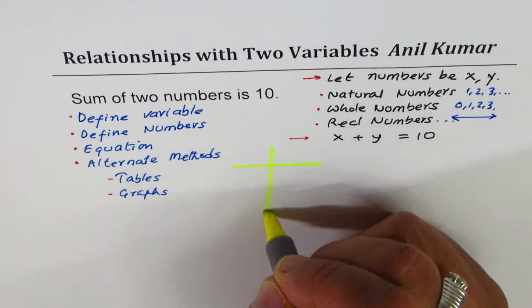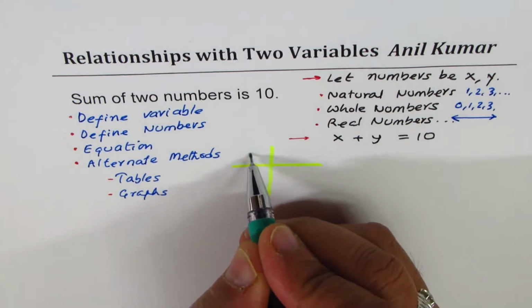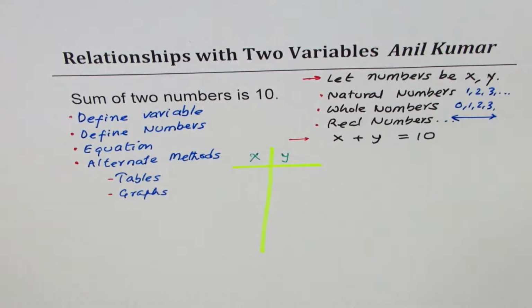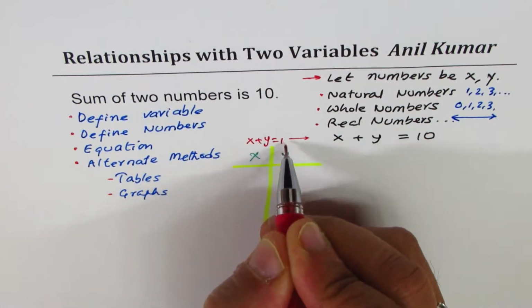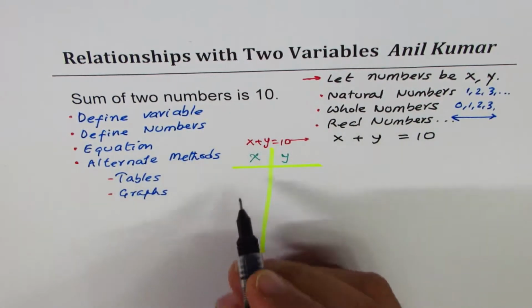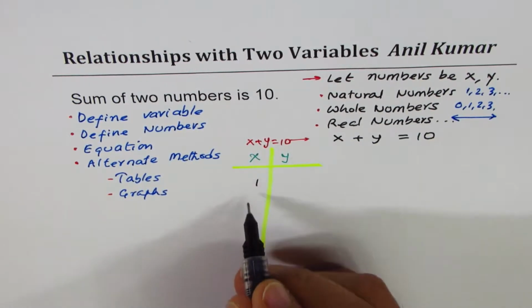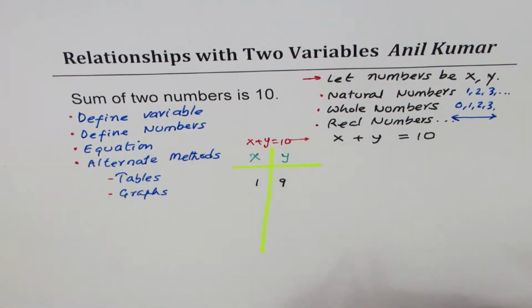Okay. And we will write the numbers x and y. Okay. X and y. The condition is that x plus y equals to 10. Now if I am talking about natural numbers, I cannot take 0. So I'll have to start with 1. So if x is 1, then what can y be? Y has to be 9. 1 plus 9 is 10.